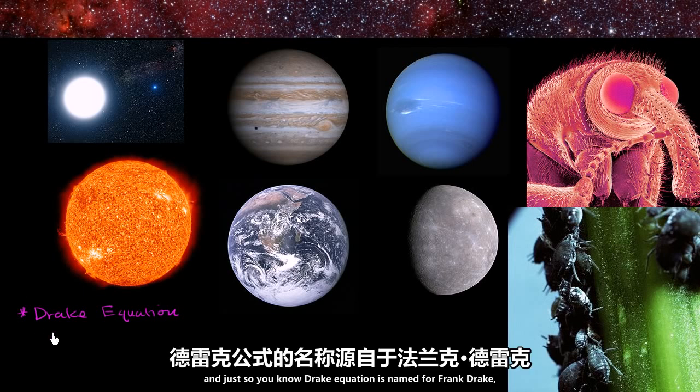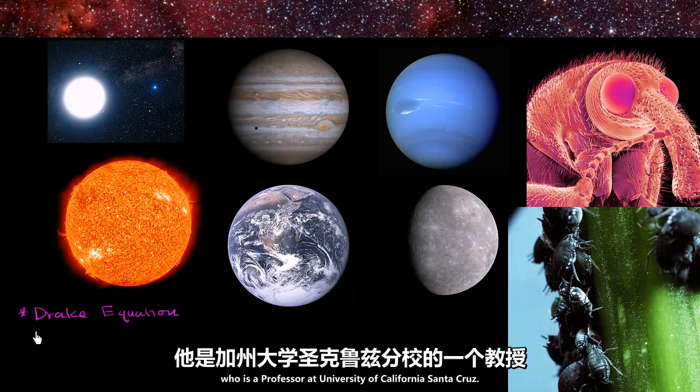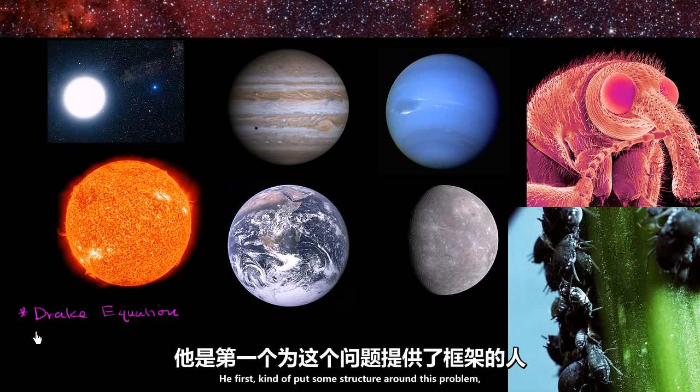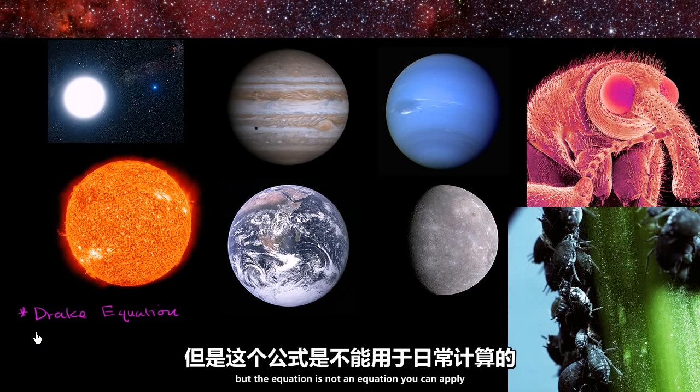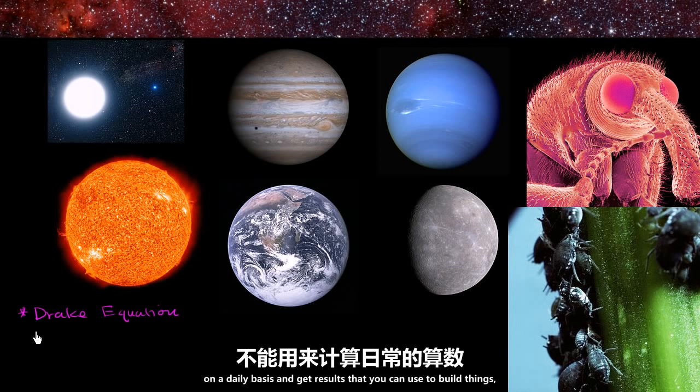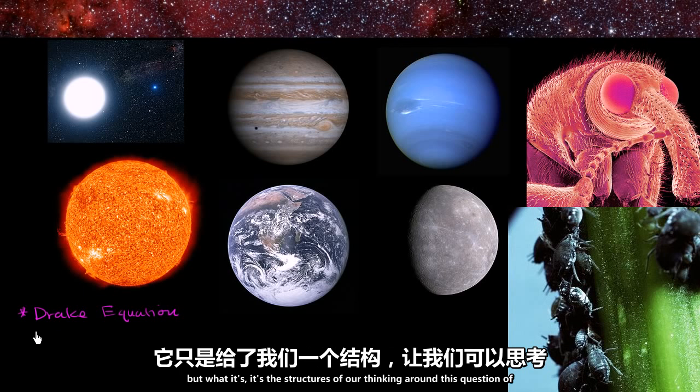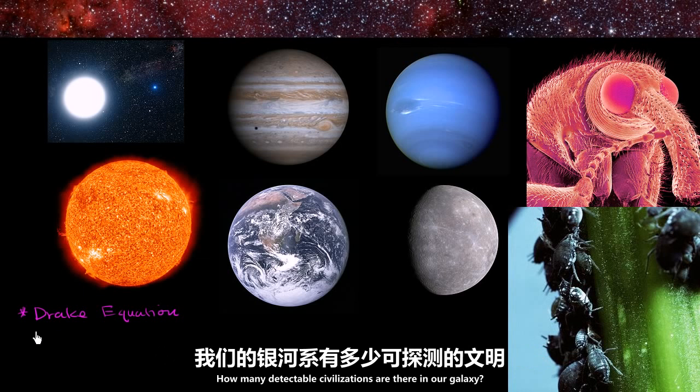And just so you know, the Drake equation is named for Frank Drake, who is a professor at University of California, Santa Cruz. He first kind of put some structure around this problem, and that's why the equation has his name. But it's not an equation that you can apply on a daily basis and give results that you can use to build things. What it does is structure our thinking around this question of how many detectable civilizations are there in our galaxy.